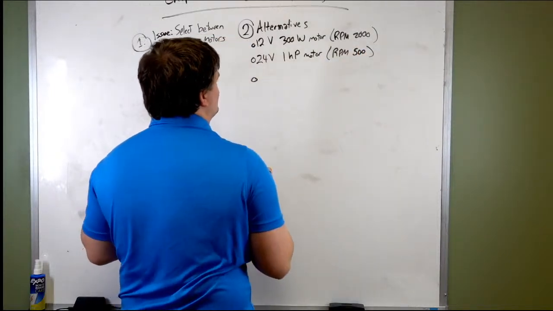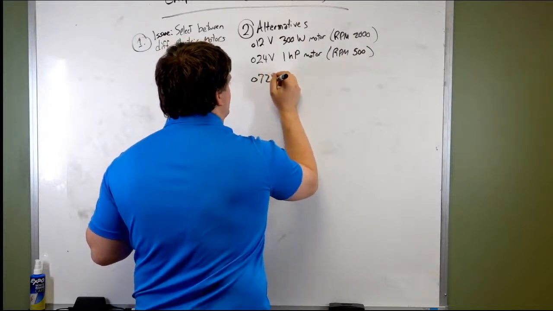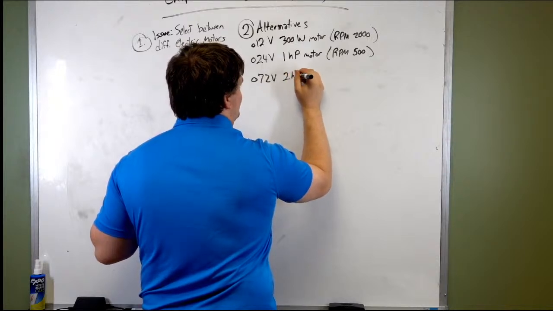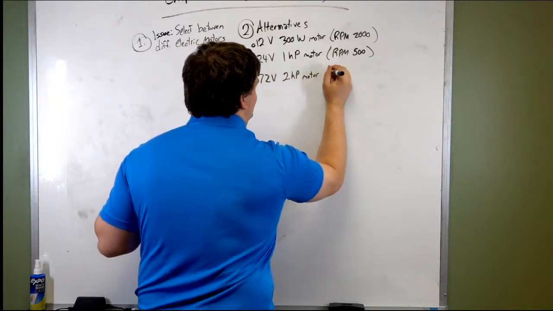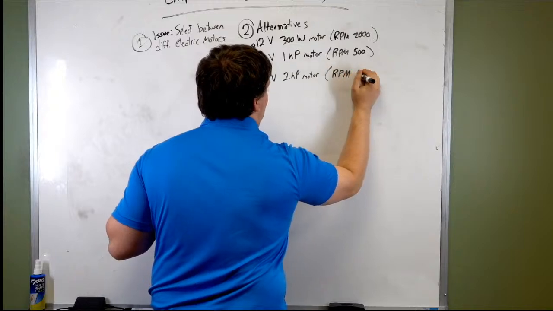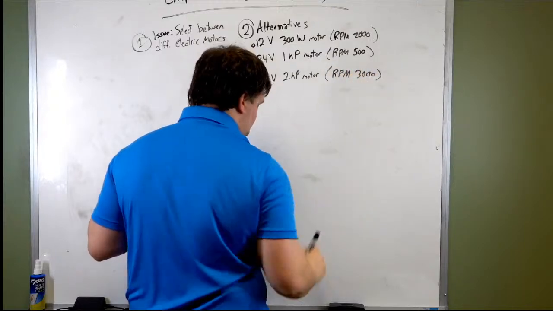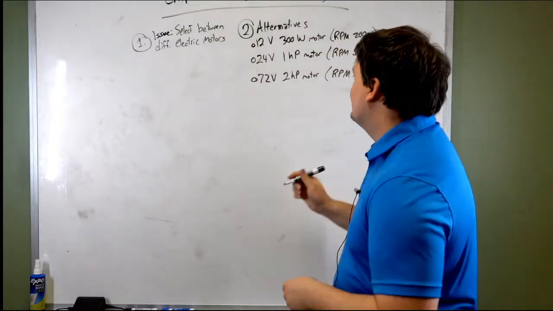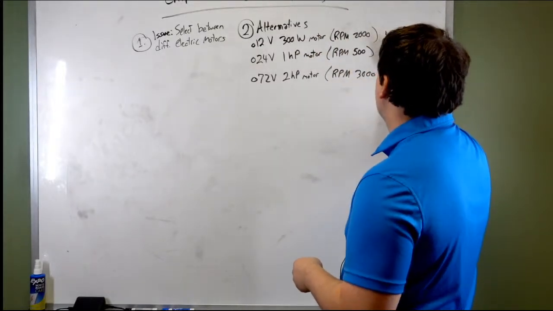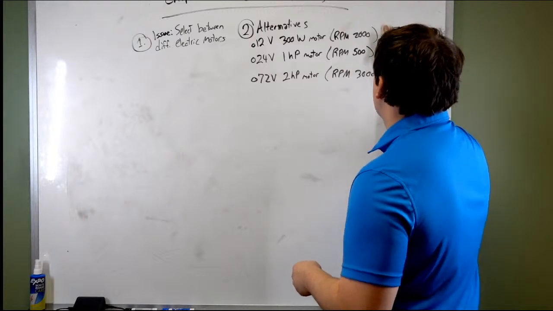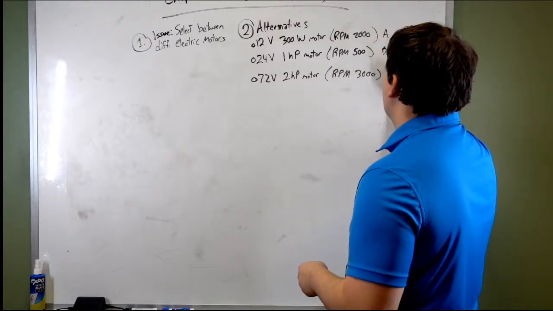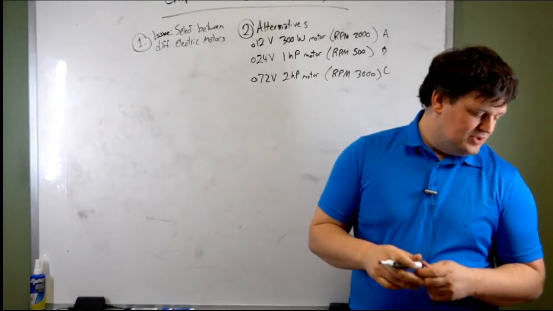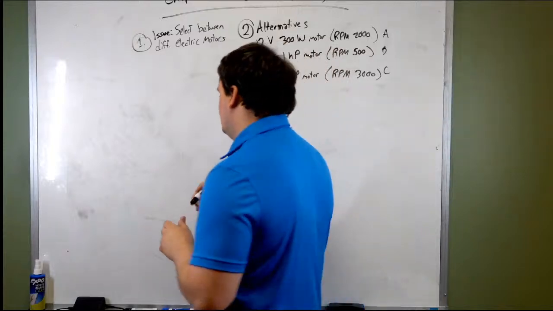And then we've got the 72 volt, 2 horsepower motor that has an optimum RPM of 3000. Okay, so those are my 3 different motors. I'm going to go ahead and list them as A, B, and C. So motor A, B, C. Okay, those are my alternatives. That's step 2. Now I'm going to go ahead and draw my table.